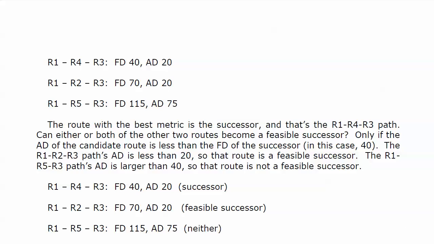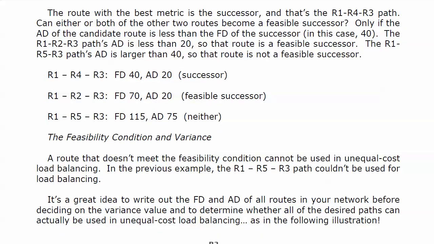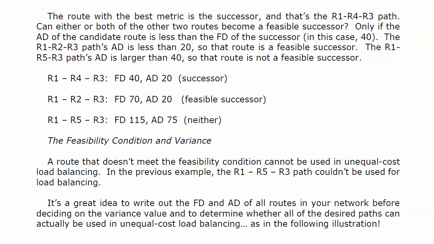And I'm going to save some of your furniture here, because I've seen good men and women slam their heads into tables and walls and everything else when they're trying to work with unequal cost load balancing in EIGRP. And you might say, well, first off, we already covered that, and secondly, how complicated can the variance command be? Well, it's not complicated, we know that, but the feasibility condition and the variance command are linked. A route that doesn't meet the feasibility condition cannot be used in unequal cost load balancing.